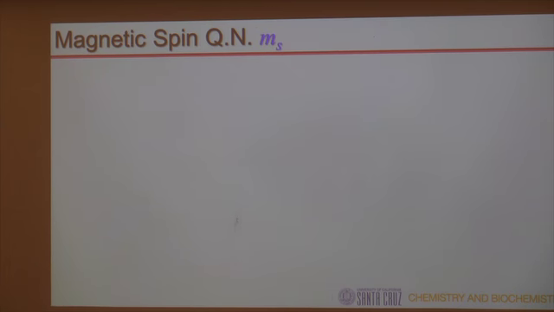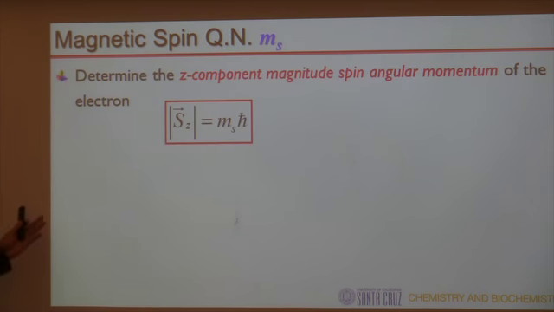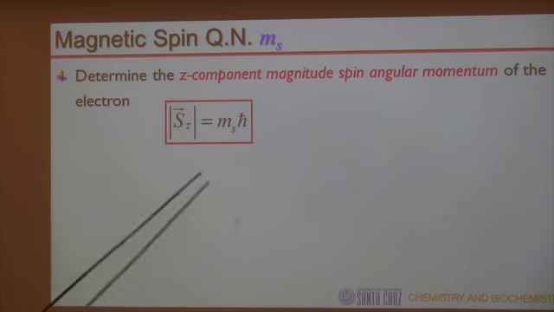Next one, the magnetic spin quantum number. Again, you can compare it to the orbital angular momentum quantum numbers L and ML. It's the same way to understand S and MS. So it determines the z component of the spin angular momentum as Sz equals MS times h bar.